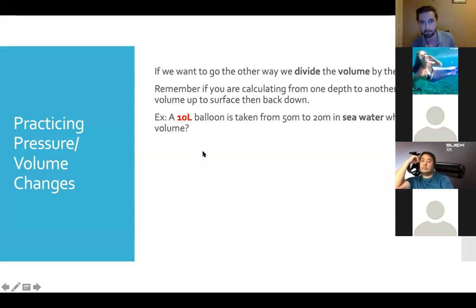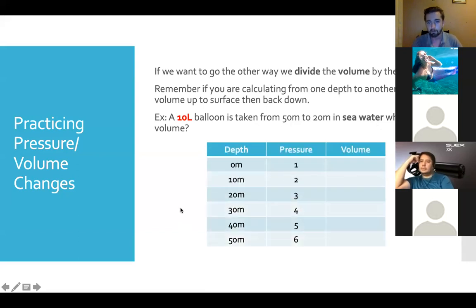So for example, here, we've got a 10 liter balloon, which is taken from 50 meters to 20 meters in seawater. What is going to be the volume? So if we look at our chart here, at a depth of 50 meters, we know the pressure is 6 bar, whatever you want to call it. And because it's in seawater, we don't have to do that 10.3 conversion, correct? And we know it's 10 liters. Now, if we bring it back up to the surface, all we need to do is multiply the pressure by the volume as we did in the last question. Should give us 60 liters. And now we're going back down, so we divide the volume by the pressure. So we take the 60 liters, divide it by 3, and we would get 20 liters at 20 meters. Cool? Good.